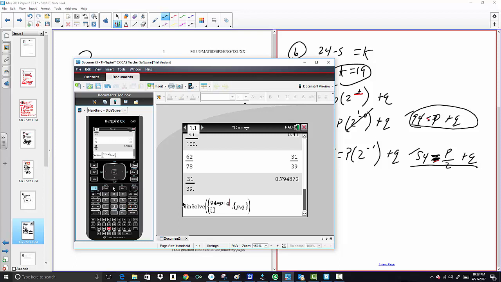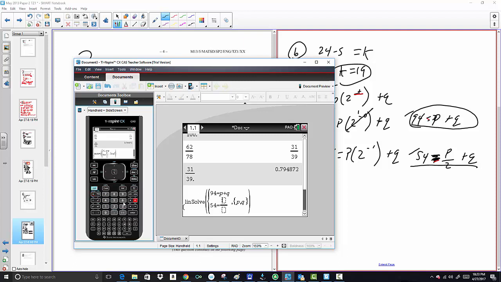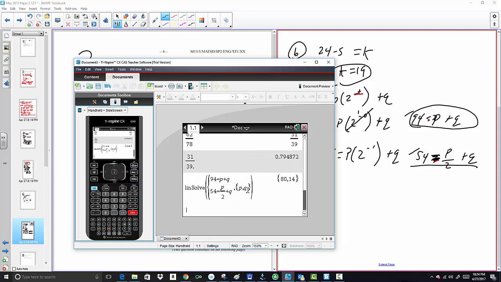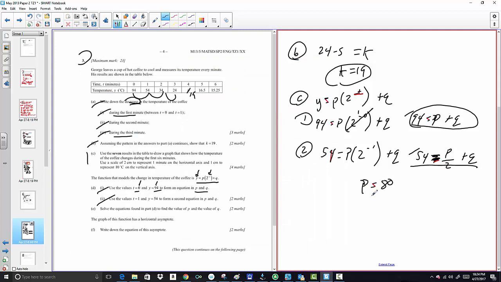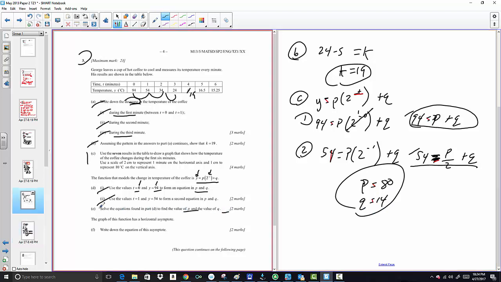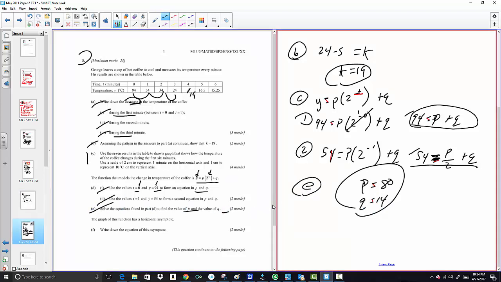And then the second one looks like 54 equals p over 2, so I control divide, p divided by 2, and then move it out here and say plus q, really simple. Hit enter, and it gives you the values for p and q. P and q are 80 and 14 respectively, so p equals 80 and q equals 14. So that's the answer for part E. Done with that. Moving on.